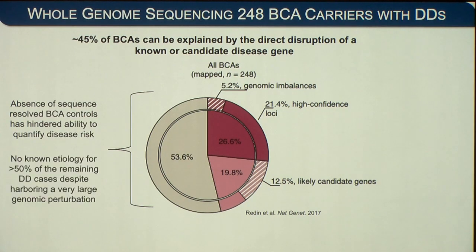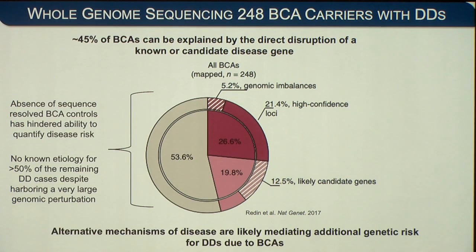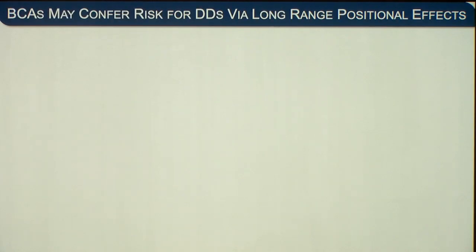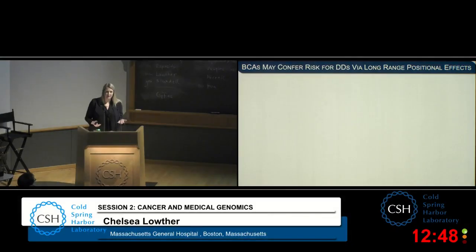And further, this leaves over 50% of cases with no known etiology, despite the fact that they all harbor one of these very large genomic perturbations that have a significant impact on genome structure and function. So altogether, this suggests that there must be alternative mechanisms of disease that are mediating the additional genetic risk for developmental disorders due to BCAs. And so data from our lab suggests that a subset of the cases that are remaining to be explained might be due to long-range positional effects.